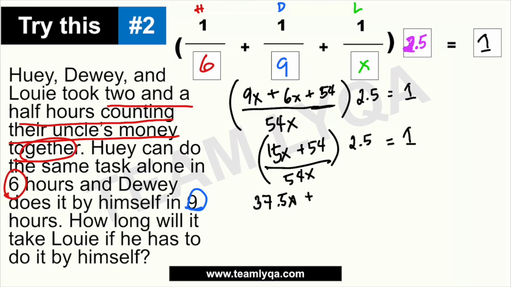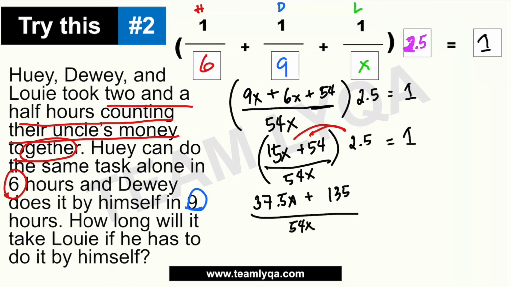37.5x plus, next we have 54. Kasi kung multiply natin siya dyan, multiply din natin ito. 54 times 2.5. That is going to give us 135. Ano lang yun, dalawang 54, 108 plus 27, kalahati ng 54, so 135, all over 54x.